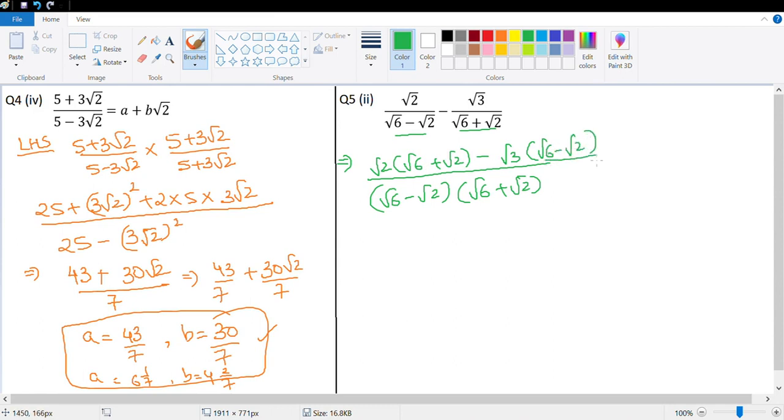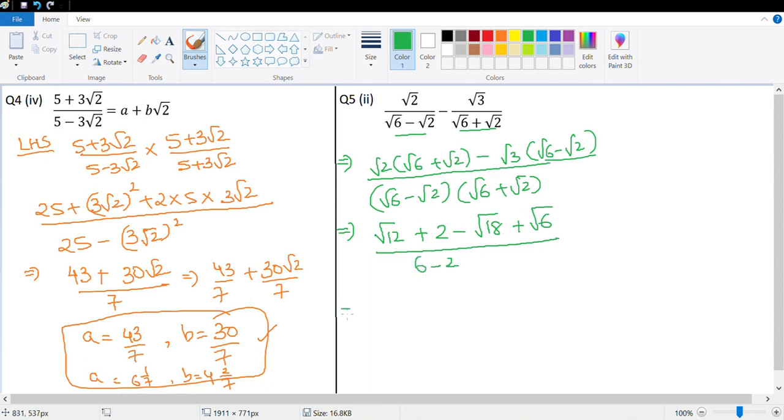Let's open the brackets and see what we get. So root 2 into root 6, that's root 12. Root 2 into root 2, that's 2. Root 3 into root 6, that's root 18. And root 3 into root 2, and negative into negative, so that's plus, that's root 6. Divided by x square minus y square. X square is 6, y square is 2.